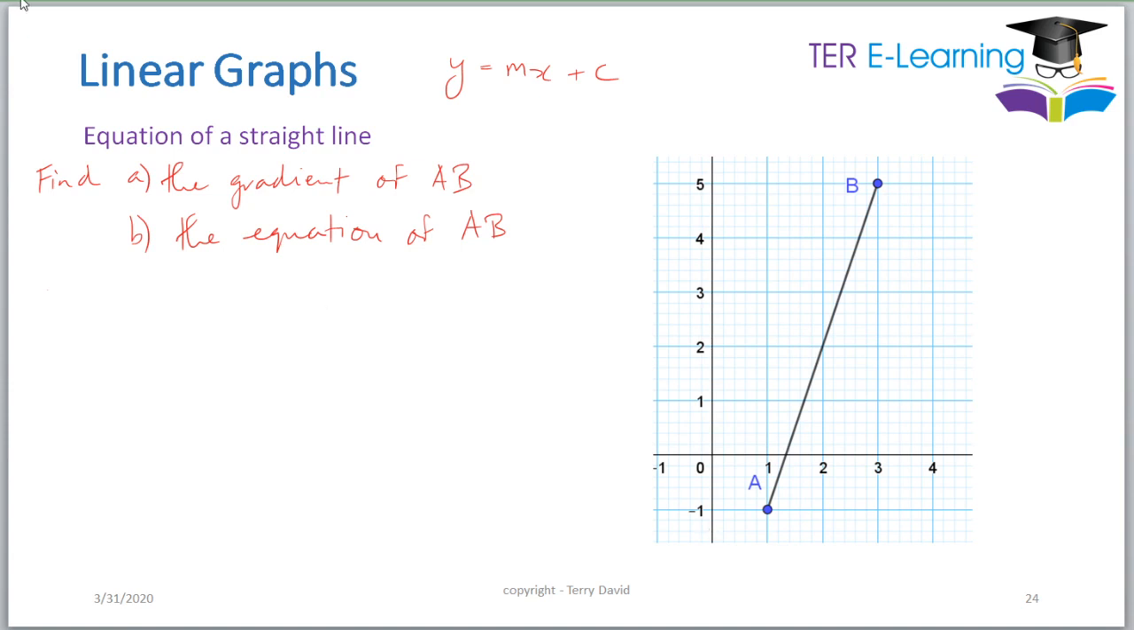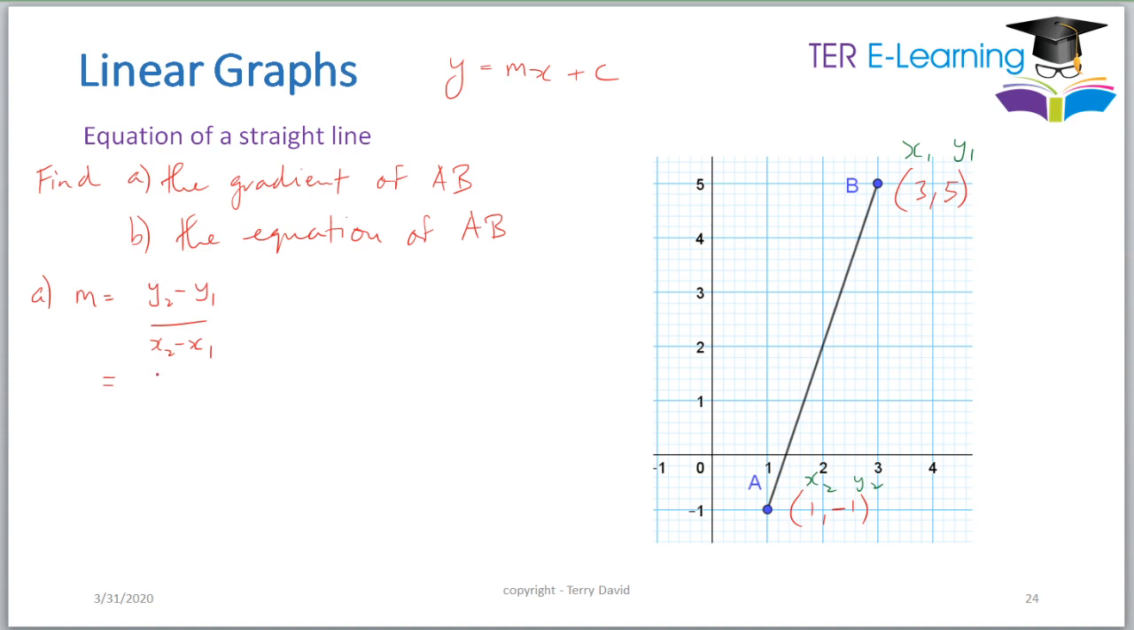So for A, the coordinates of A will be 1, -1, and the coordinates of B are 3, 5, right? I need to label my x1, y1, x2, y2. So first part, my gradient m is equal to y2 minus y1 over x2 minus x1. I know you all remember this formula because I've said it so many times.